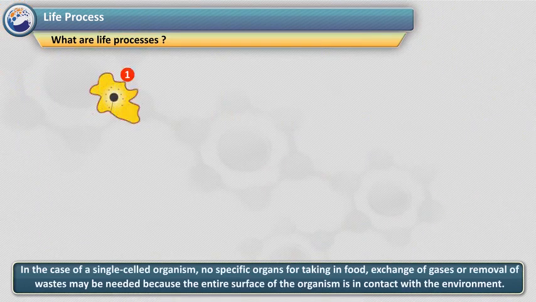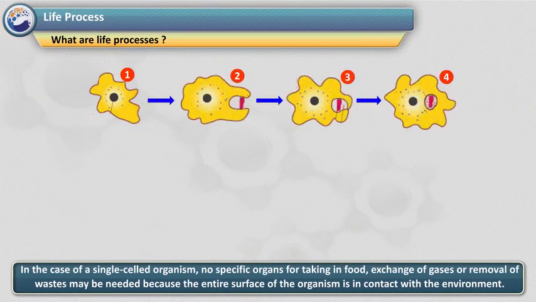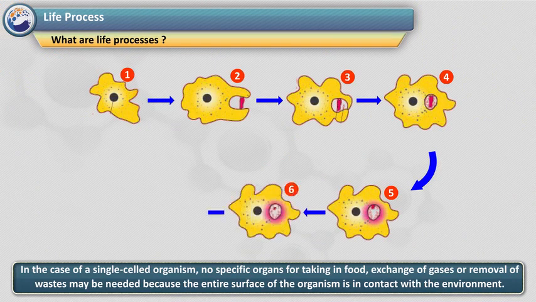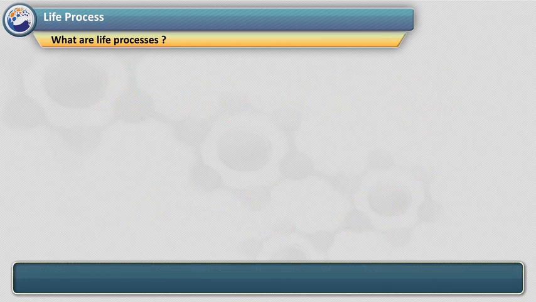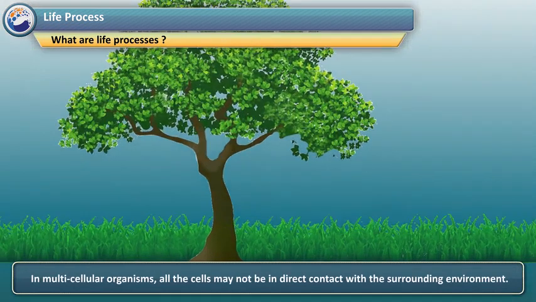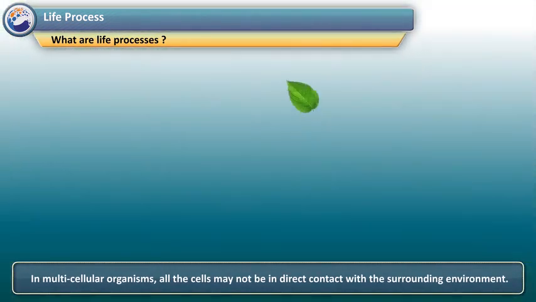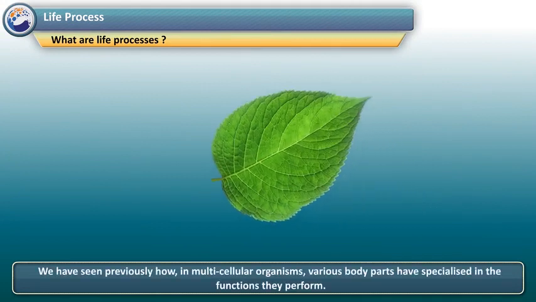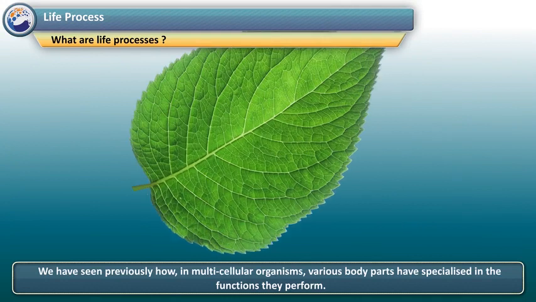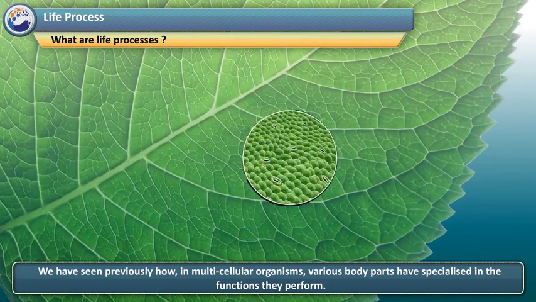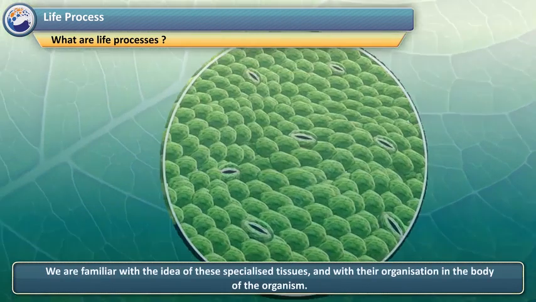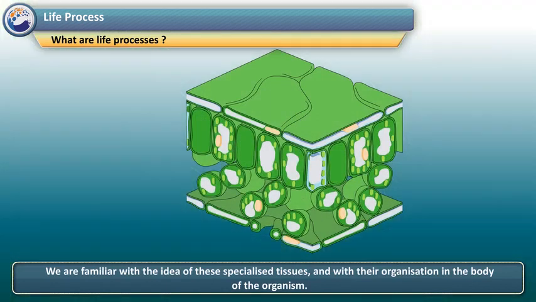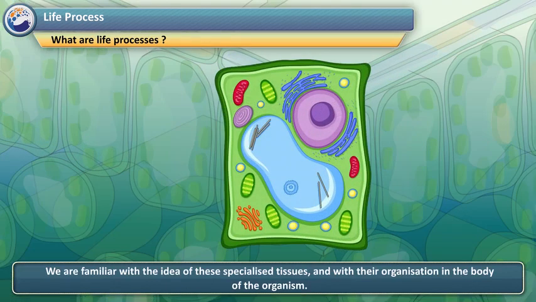In the case of single-celled organisms, no specific organs for taking in food, exchange of gases, or removal of waste may be needed because the entire surface of the organism is in contact with the environment. In multicellular organisms, all the cells may not be in direct contact with the surrounding environment. We have seen previously how, in multicellular organisms, various body parts have specialized in the functions they perform. We are familiar with the idea of these specialized tissues and with their organization in the body of the organism.